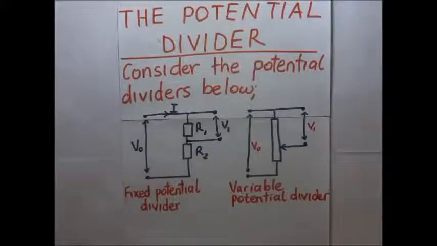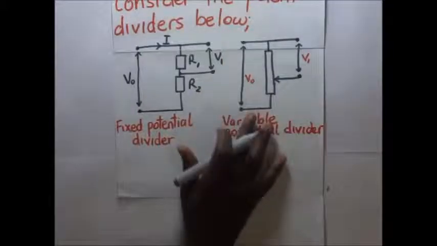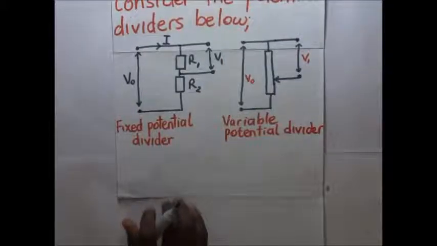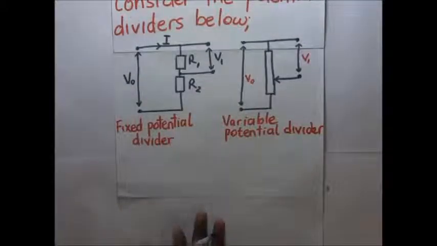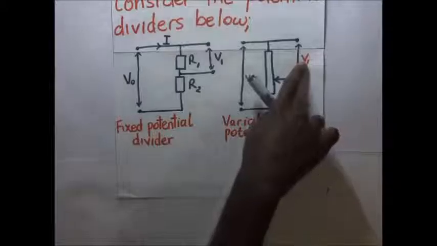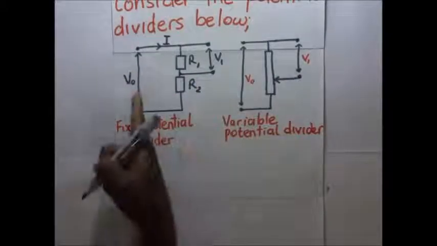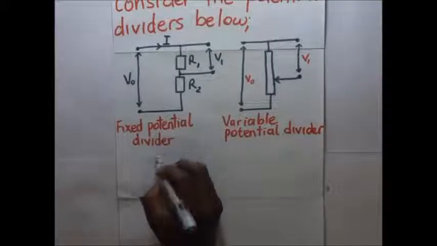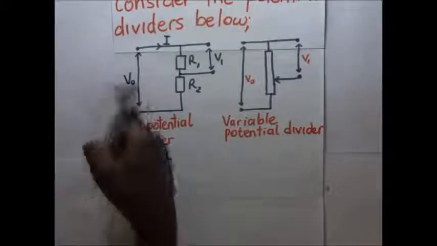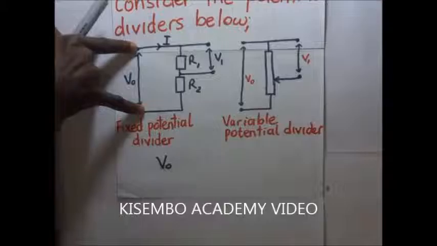For example, one which is too large to measure easily. So looking at these two potential dividers, we are going to find out the amount of current that is going to go through them. After getting the amount of current that is going to go through these potential dividers, then we are able to establish how exactly we get these output voltages. So now if you look at this, V0 is the input voltage.